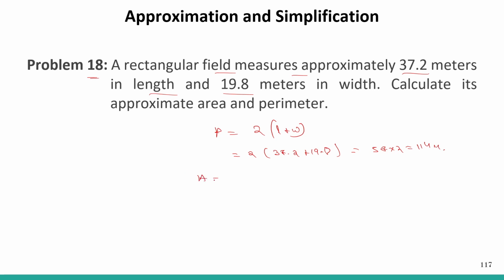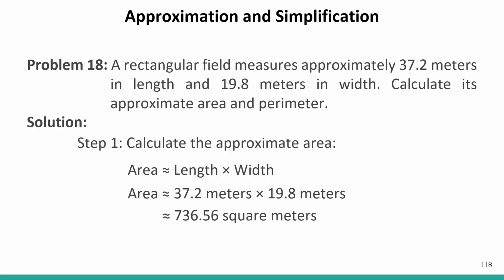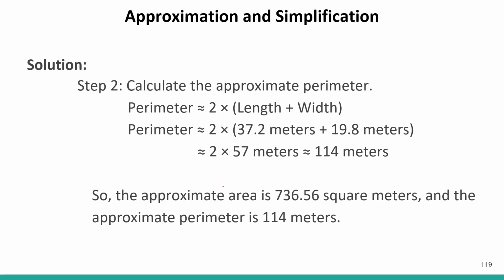So area will be what? Area is equal to length into breadth. So 37.2 into 19.8 will be the answer. Okay. So area is equal to length into width, that is equal to 736.56 square meters approximately. So calculating the approximate perimeter, 2 into (length plus width), it will be 2 into 57 is equal to 114 meters. So the approximate area is 736.56 square meters and the approximate perimeter is 114 meters.